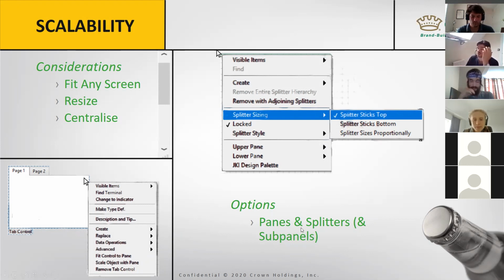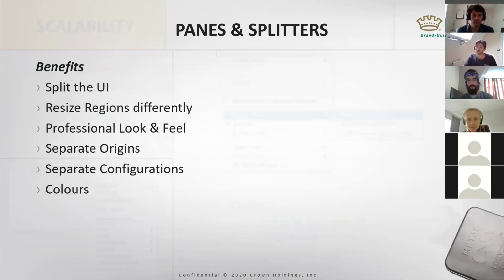So the options that I found, and people are more than happy to weigh in about what ways you can do it, is panes and splitters. That's how I've gone about solving it. They split the UI up. They make things look a little bit more professional, I think. You can make them invisible if you want. You can resize regions in different ways.